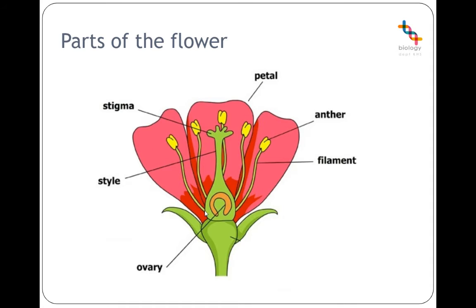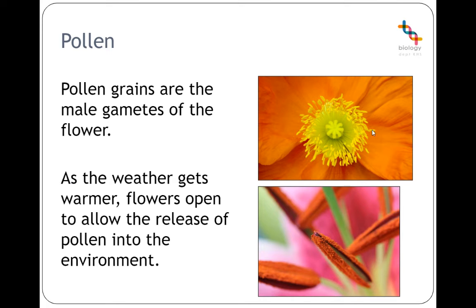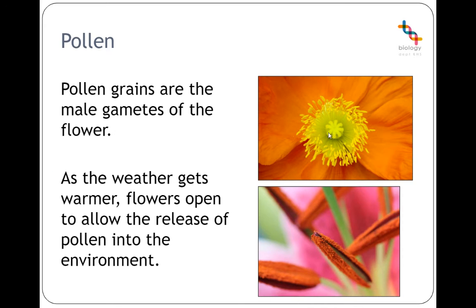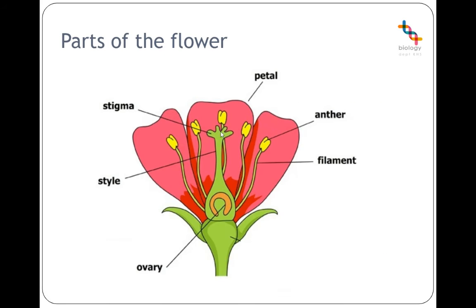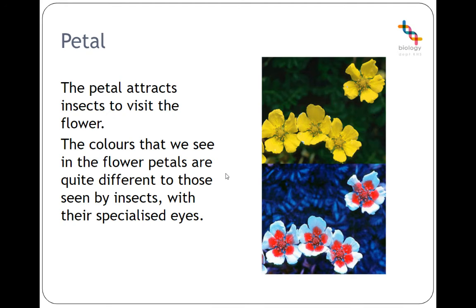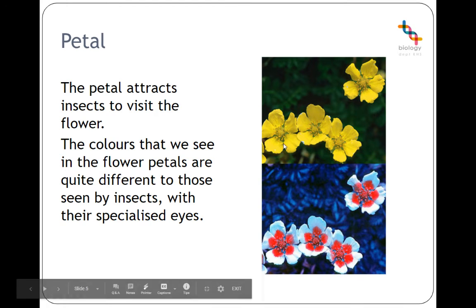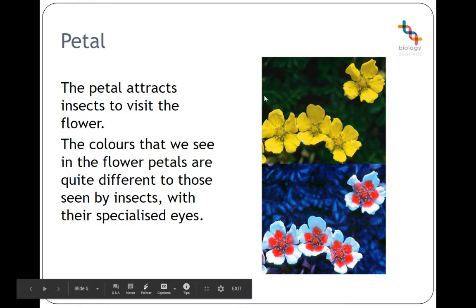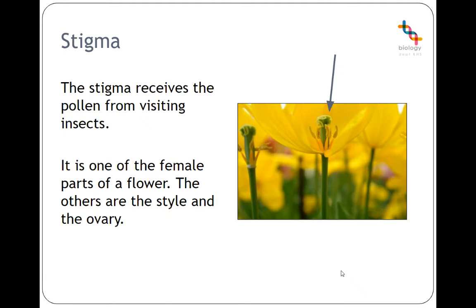The outside, in a little kind of circle around the middle of the plant, is the male part. So we have the anther with the filament. Together we call those the stamen. In the center of the plant, we have the female section, which as a unit is called the style. Again, the petals attract insects to visit the flower. The colours that we see on the flower petals are quite different to those seen by insects. They have different eyes and they will observe these flowers in a very different way. This is how we see them, and this is how the insects do.